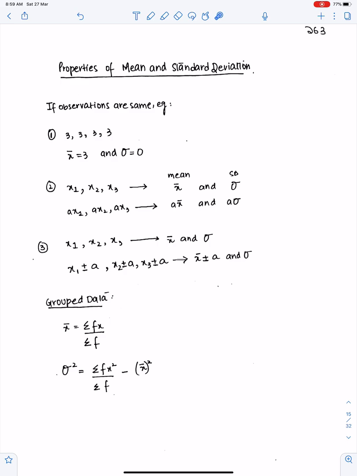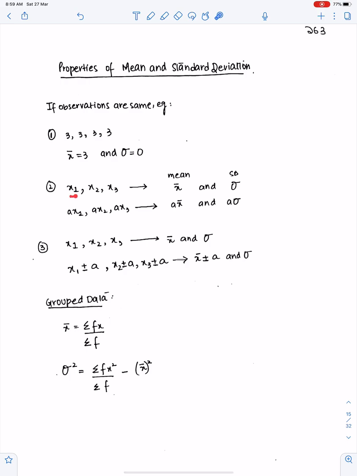Properties of mean and standard deviation. Number one, if all the observations are the same, for example, if all the observations are 3 each, like 3, 3, 3, 3, then the mean will be 3. And the standard deviation must be 0, because there is no variation of the observations from their mean. Property number 2.